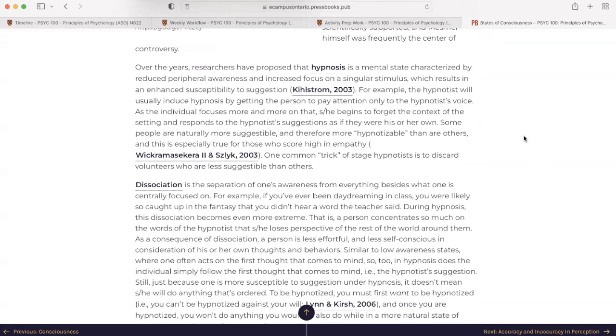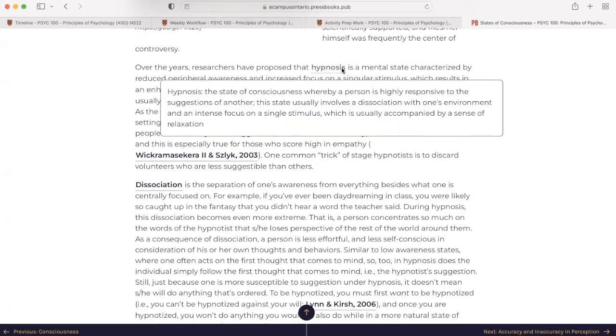One common trick of stage hypnotists is to discard volunteers who are less suggestible than others. In that particular area, we're going to have a definition of hypnosis. So hypnosis, the state of consciousness whereby a person is highly responsive to the suggestions of another. This state usually involves a disassociation with one's environment and an intense focus on a single stimulus, which is usually accompanied by a sense of relaxation.